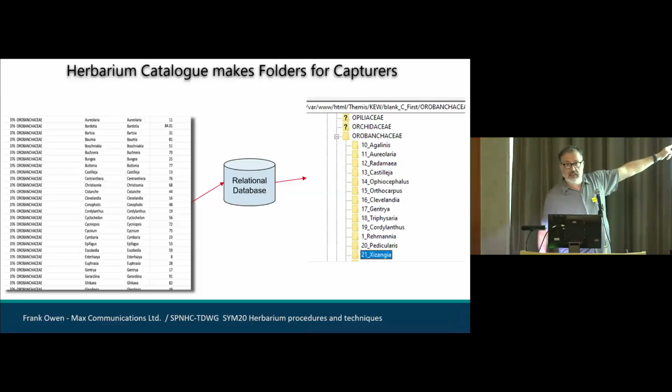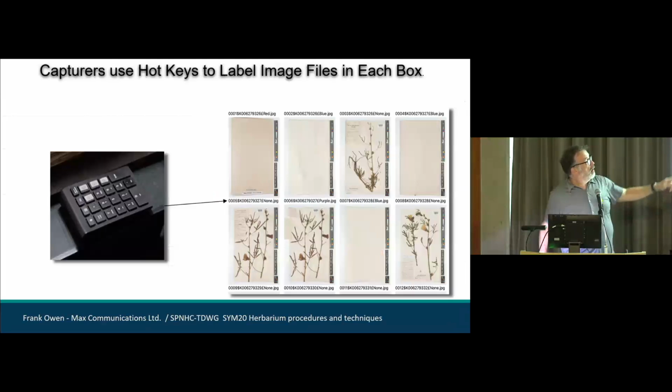Here's the spreadsheet that the curators have produced. Put that in a relational database, make a set of folders that the capturers use to capture into. And there are the hotkeys. You press the hotkey, and you see the file names that are exported out. We use Capture One software, and we export out a high-resolution TIFF, which is the preservation copy, and a JPEG, which we use for doing the transcriptions.